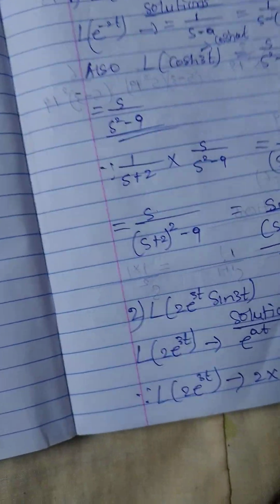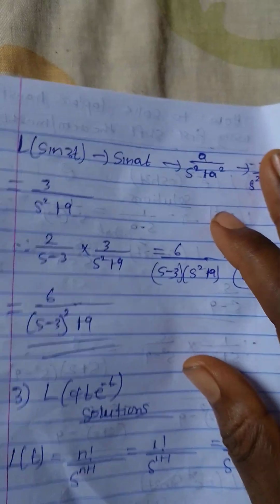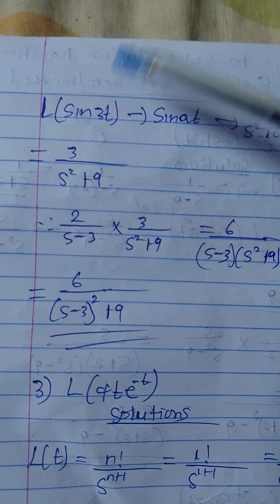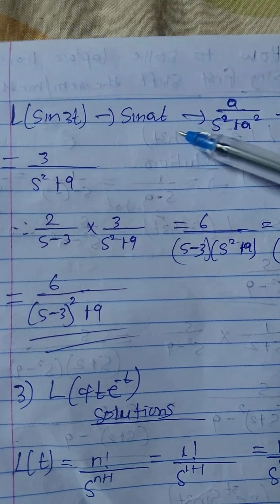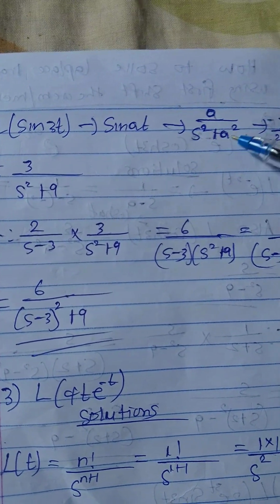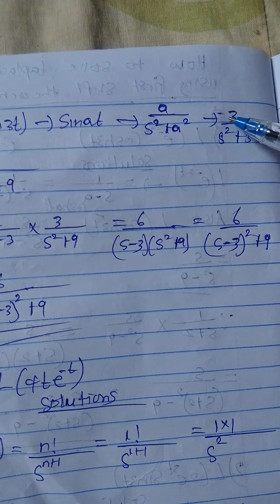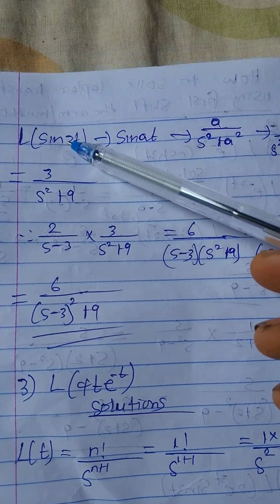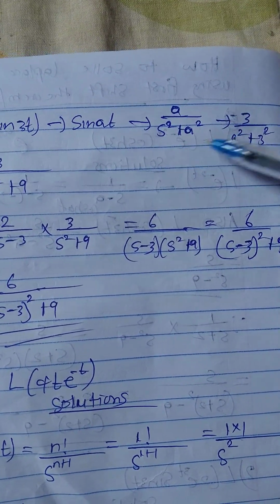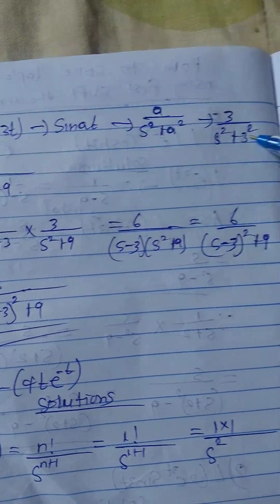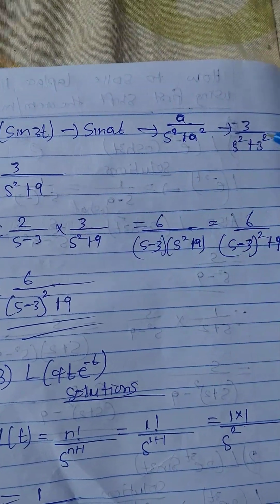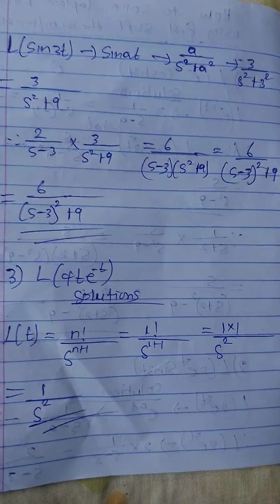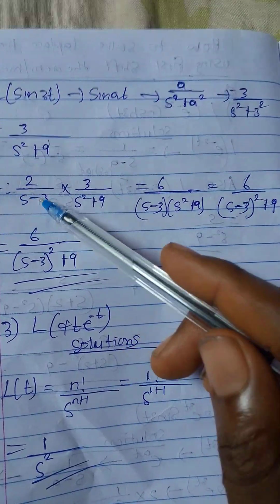The Laplace transform of sine 3t is in the form of sine at, so my answer will be in the form of a over x squared plus a squared. Here a is 3, so that becomes 3 over x squared plus 3 squared, which equals 3 over x squared plus 9. Now we have that.